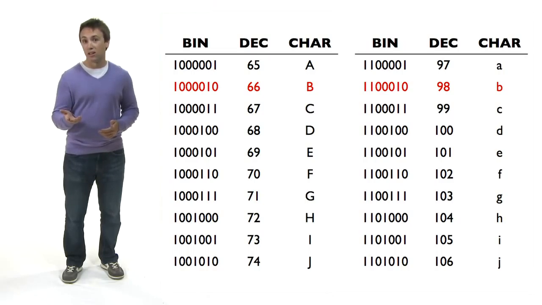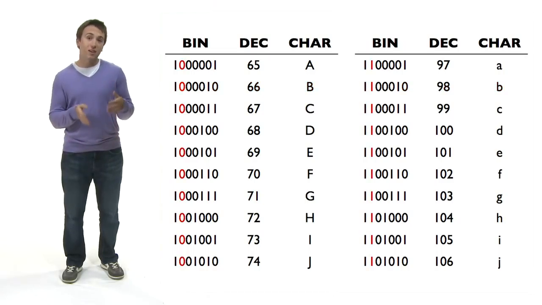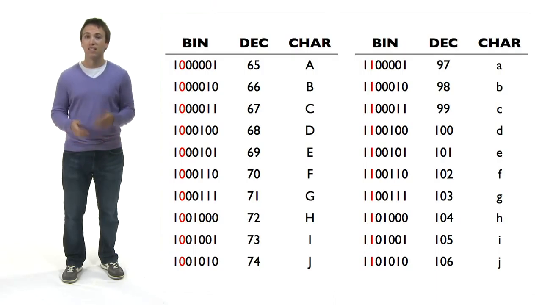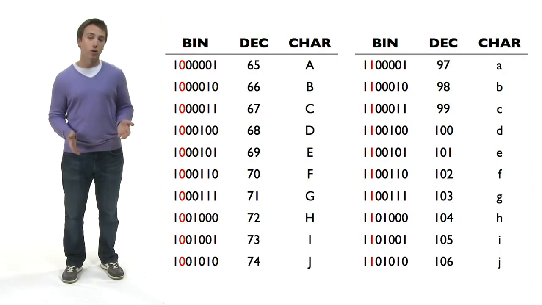Can you tell what's going on here? The bit that's the second from the left, in the 2 to the 5th or 32nds position, is 0 for all of the uppercase letters and 1 for all of the lowercase letters. That means converting from uppercase to lowercase and vice versa is a matter of a simple bit flip. So that brings us to the end of the ASCII table.